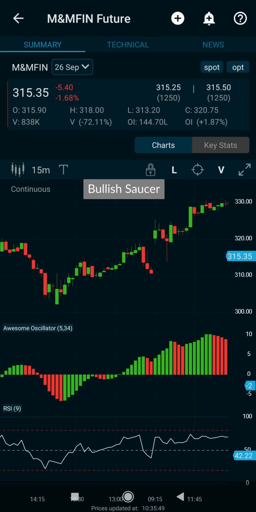For a long setup, the awesome oscillator is above zero. There are 2 consecutive red histograms. The second red histogram is shorter than the first, and then the third histogram turns green. The trader buys the 4th candlestick on the open.